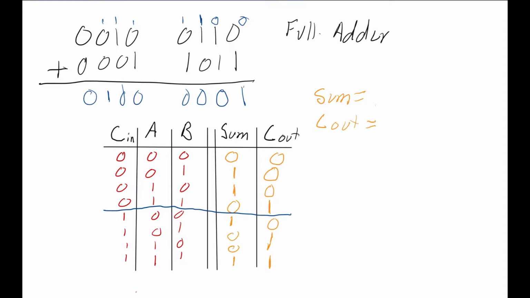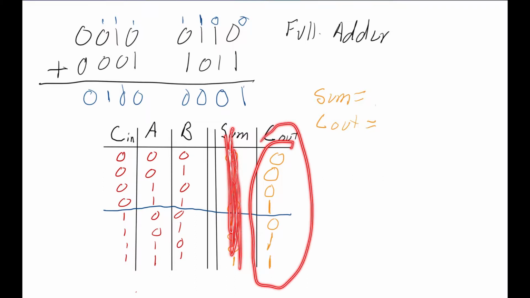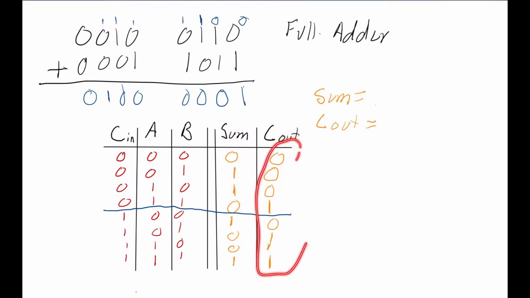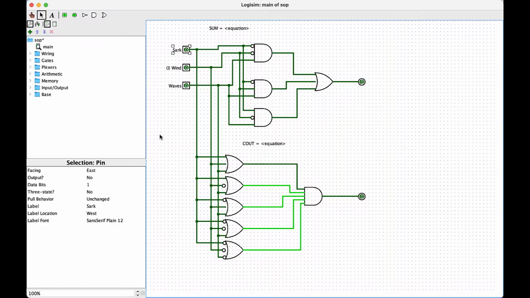Okay. And in the C out, ignore this column and come up with the sum of products or product of sum for this column. And so then you'll have two Boolean algebra equations, and you build a circuit using the same switches, but they're going to split off and do the two different operations. So then you open up Logisim and you create your circuit.